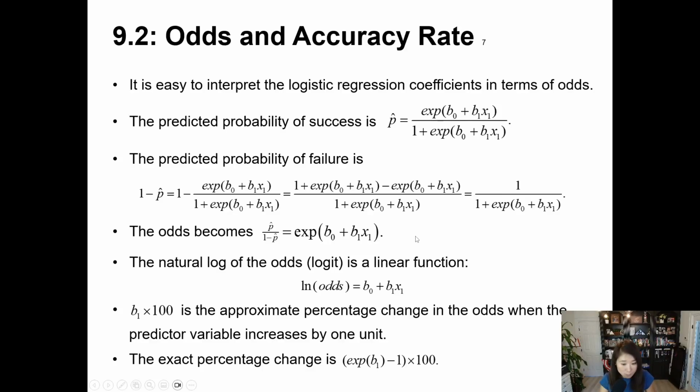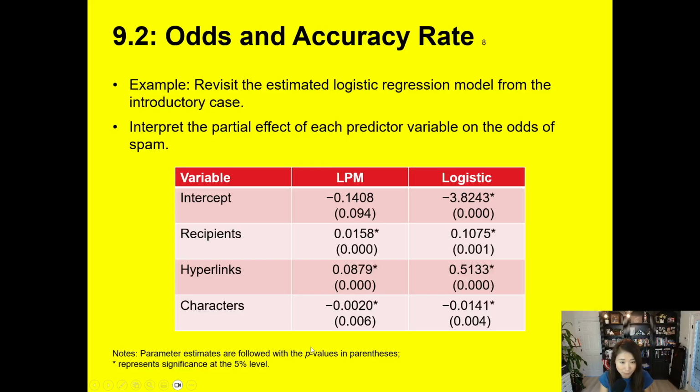So what we're going to do is, when we get our partial coefficient, that B, we take the exponential, then minus 1, times 100. That's going to give you, as B changes by 1 unit, how that will impact the odds of the success. Okay, I know it's a little bit confusing at this point. Let's look at an example and then you will know how to interpret it.